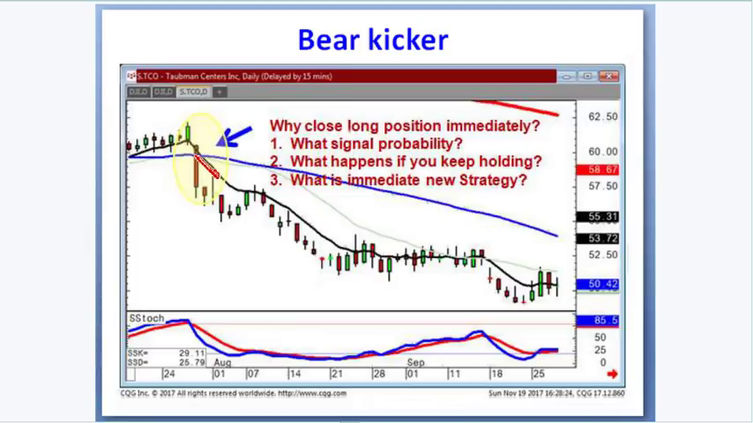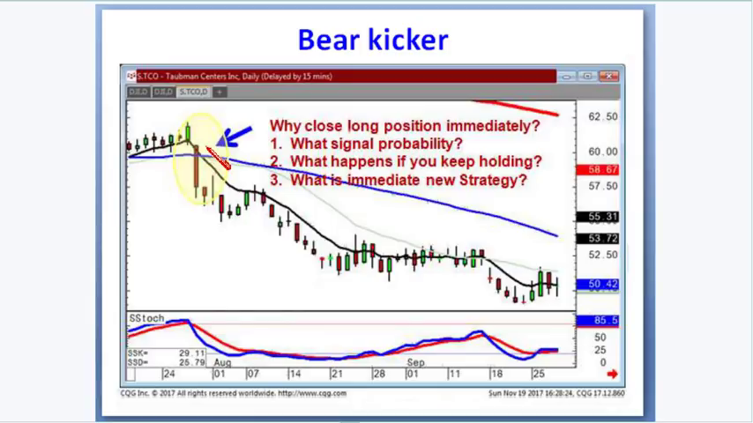When it starts moving down here, I think, oh shoot, I should have closed it here. I can't close it here because what if it comes up a little bit and I can get out, and it's down here and I say, oh shoot, I should have gotten out here. Then when do I finally get out? When I can't hang on to it anymore and I close it here.